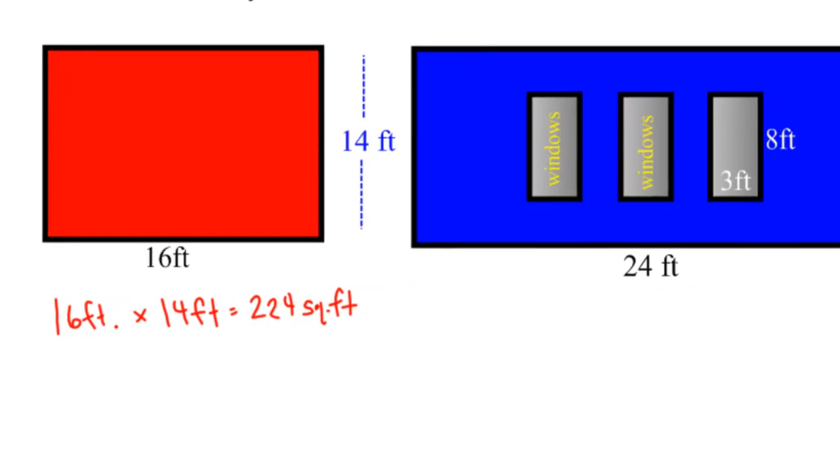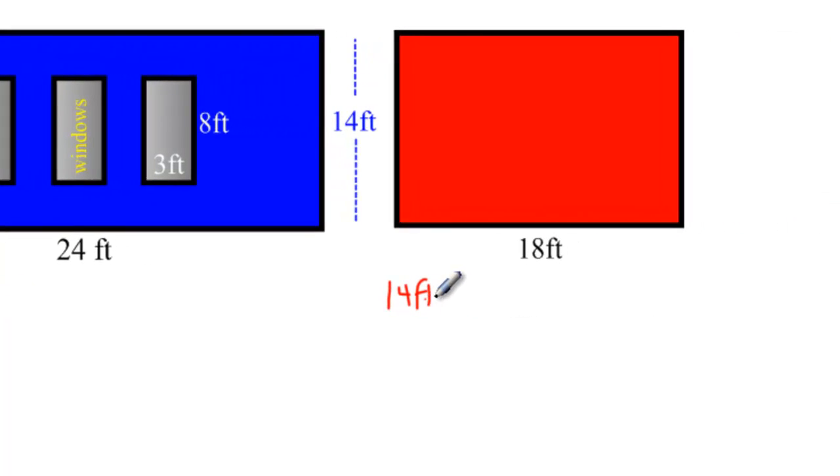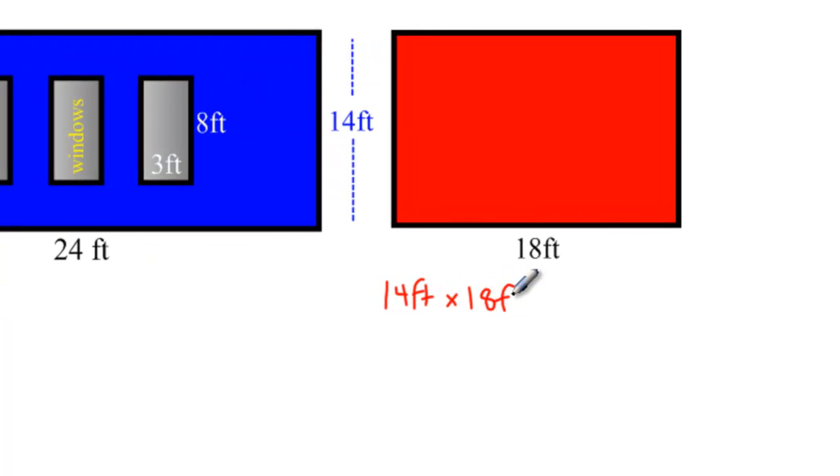We'll skip the blue wall for now. To find the surface area of the red wall, we're still using the same formula for the area of a rectangle. 14 times 18 is going to be 252 square feet.